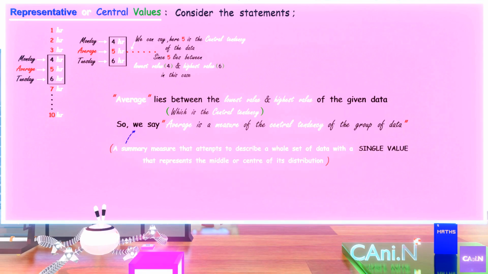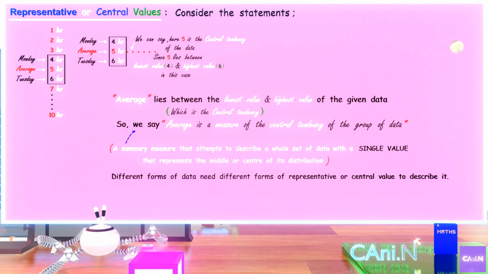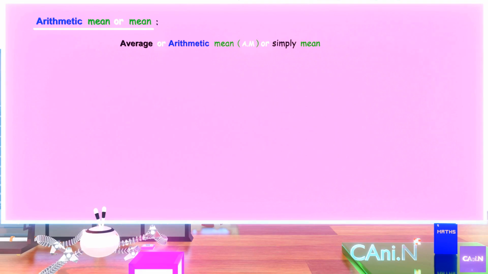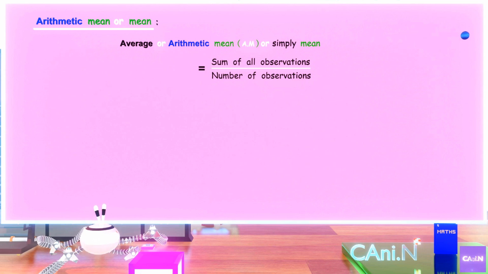This means a summary measure that attempts to describe a whole set of data with a single value that represents the middle or center of its distribution. Different forms of data need different forms of representative or central value to describe it. One of these representative value is the arithmetic mean. Arithmetic mean, or mean. Average, or arithmetic mean, or simply mean, equals sum of all observations by number of observations.